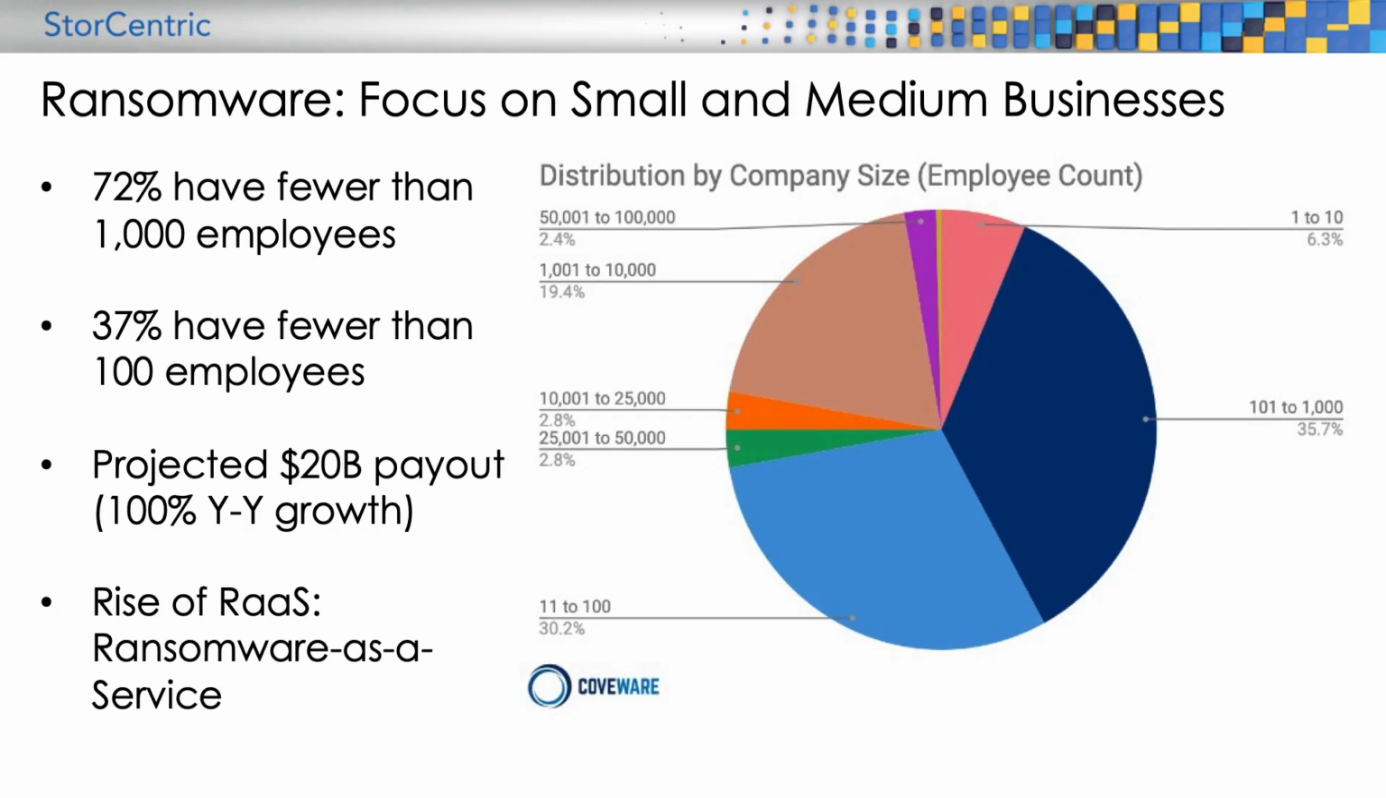Businesses are projected to pay out $20 billion in 2021. A 100% year-over-year increase for the last 4 years, and it's only going to get worse with new business models like RaaS, Ransomware as a Service.